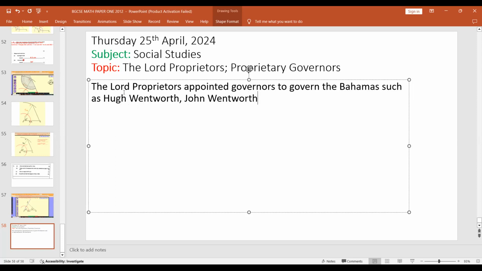He was the first official proprietary governor, but like you said, he died before he took up his post. Yes, he did. So John Wentworth, and we have Charles Chillingworth. Boy, these people's names are interesting. Charles Chillingworth, Robert Clark.